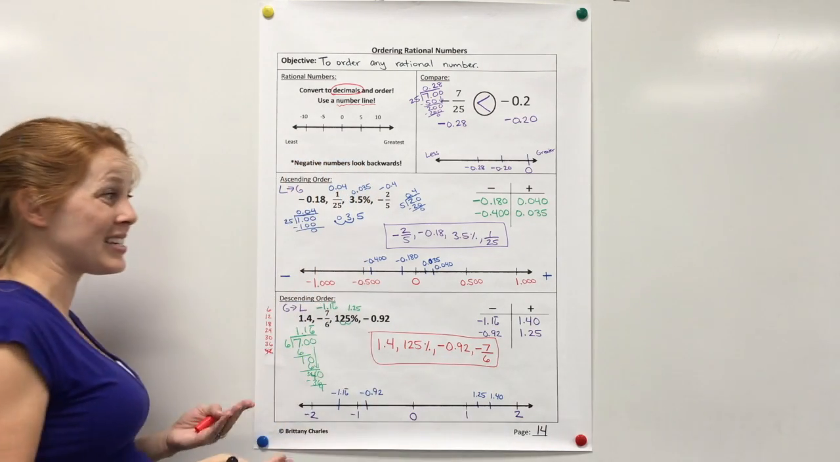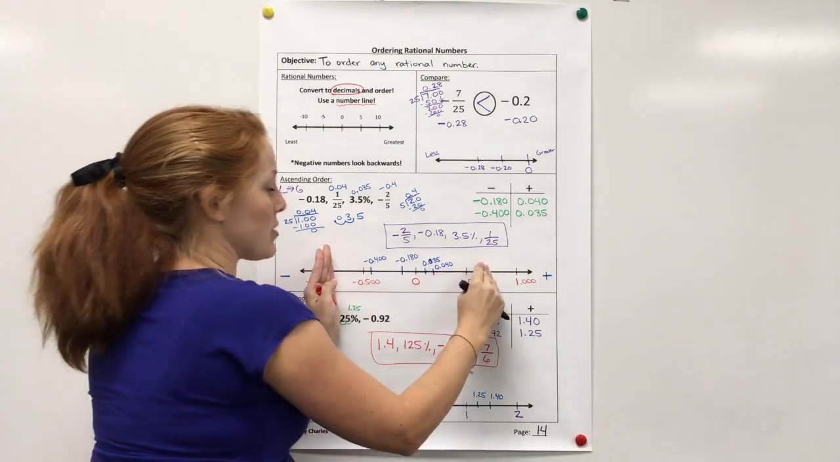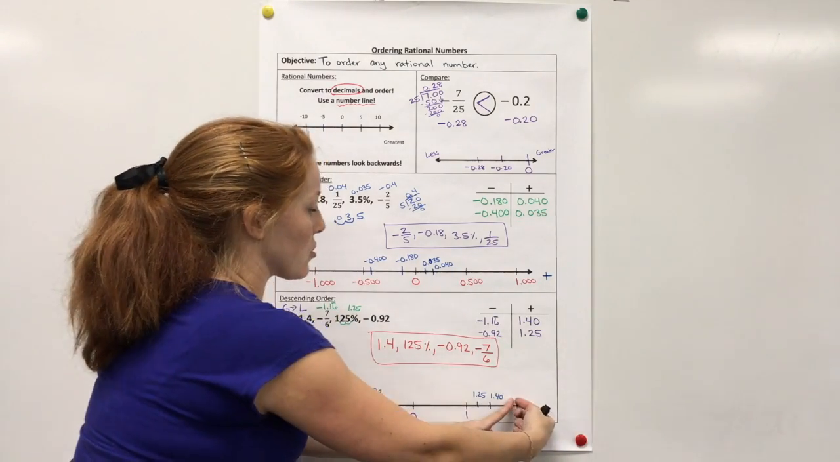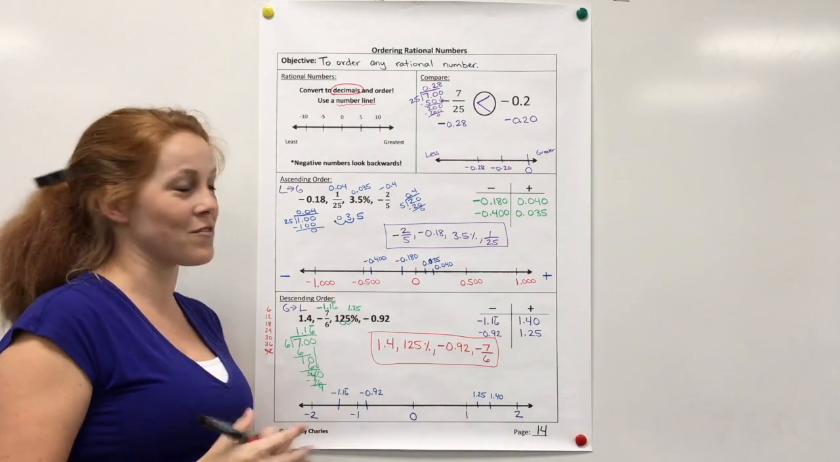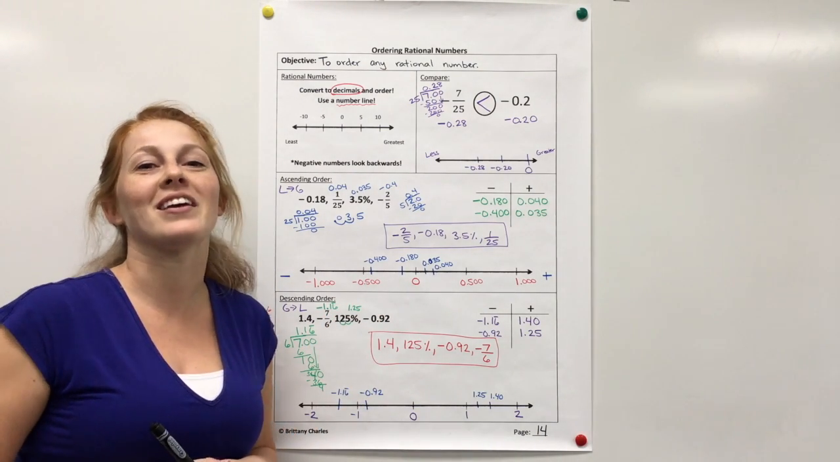Okay, so again, if I did least to greatest, I just go from left to right. If I do greatest to least, I just go from right to left. All right, well, we've got a lot of practicing for this skill to do, so get on it, and I'll see you next time.